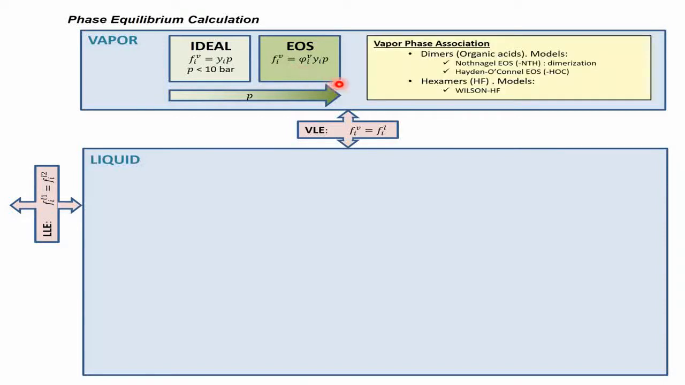Finally, a special situation corresponds to the case when association is present in the vapor phase. This is a very special case which only takes place in the case of organic acids, which form dimers, and in the case of hydrogen fluoride, with the formation of hexamers. There are special models, this one here indicated, for these cases.